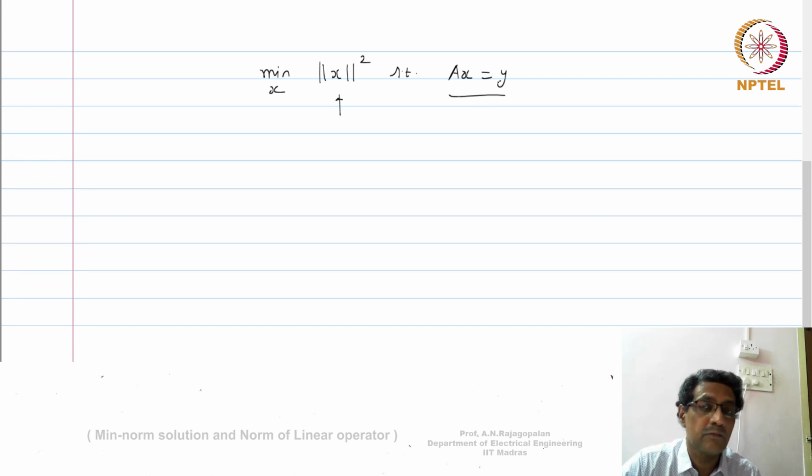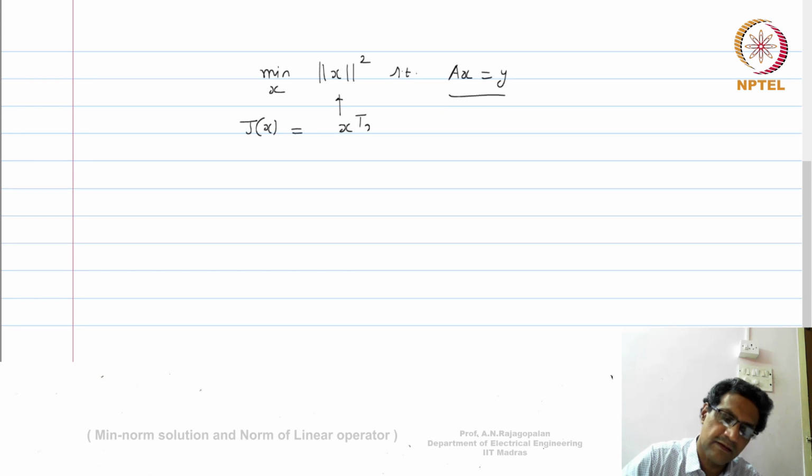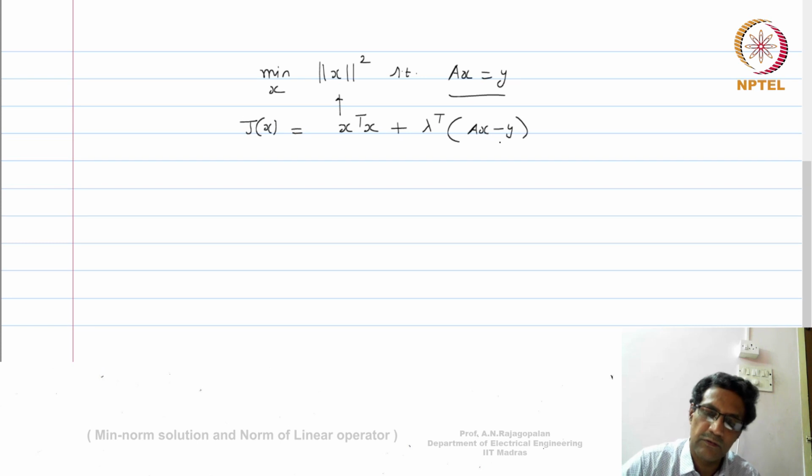Okay, not like the least squares solution where Ax was equal to some Y hat. It was not equal to Y. In this case, Ax will be equal to Y. Now frame it with respect to a Lagrange multiplier. Then what you get is J of x equal to x transpose x plus a Lagrange multiplier, which you can use here, which is lambda transpose (Ax minus Y). So the whole thing boils down to using Lagrange multipliers.